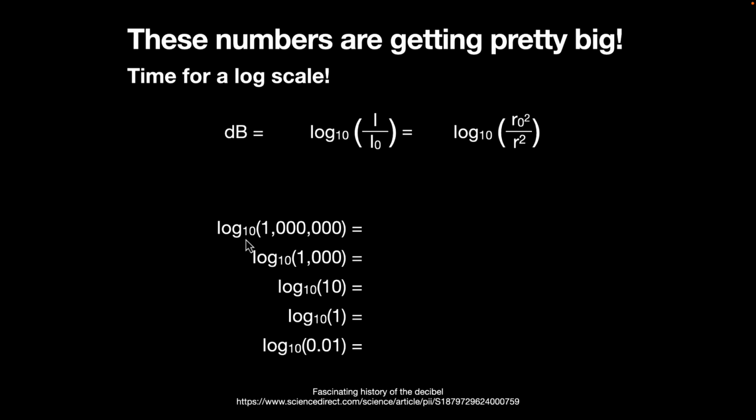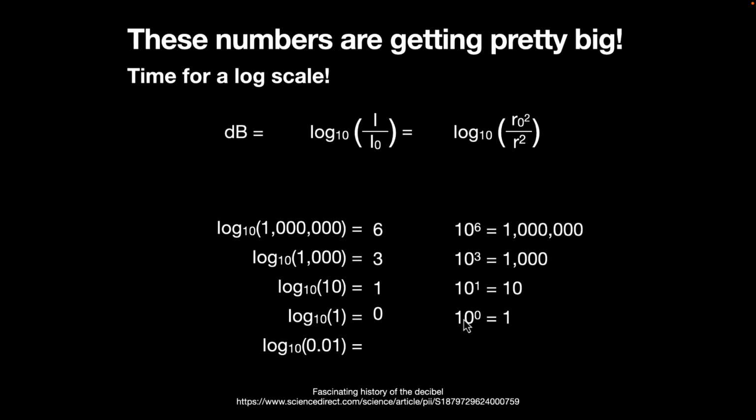And so the log base 10 of a million is 6, because 10 to the 6th is 1 million. For 1,000, the log base 10 of 1,000 is 3. It's got 3 zeros. 10 to the 3rd is 1,000. Log base 10 of 10, you might remember that that's 1, because 10 to the 1st, the first power of 10, is 10. This one here, you might also have to remember the log base 10 of 1. How do you get 1? Well, you raise 10 to the 0th power, and that is always 1. Raising anything to the 0th power gets you 1.